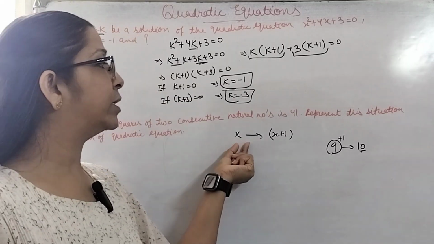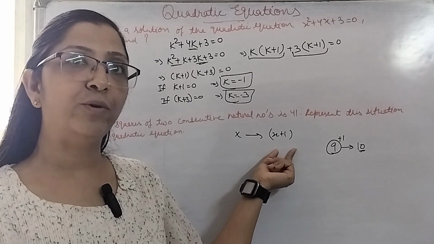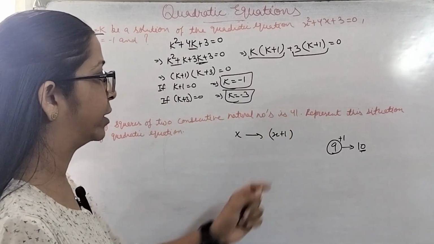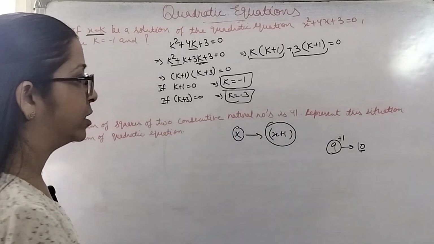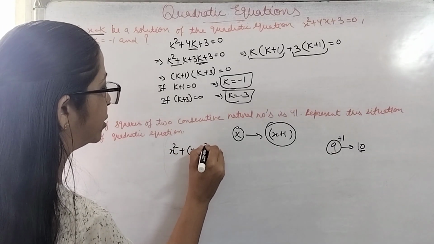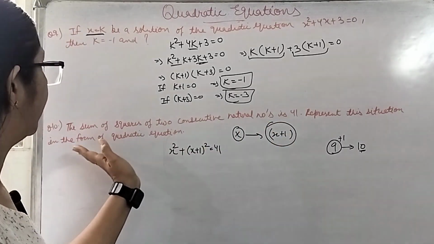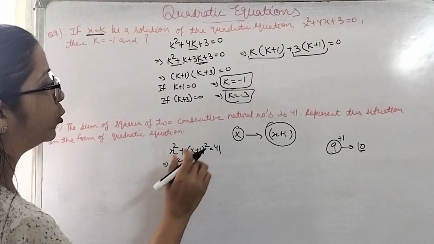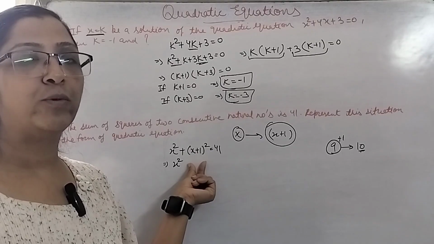That means if one of the numbers is x, the next consecutive natural number will be x plus 1. It is said that the sum of the squares of two consecutive natural numbers is 41. So the square of this plus the square of this is 41. How will we write it? x square plus x plus 1 whole square equals 41. Now we will solve it further to make it in the form of a quadratic equation. See, it is a plus b whole square, and we know that a plus b whole square is a square plus b square plus 2ab.